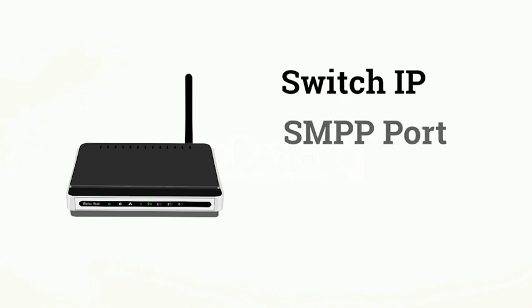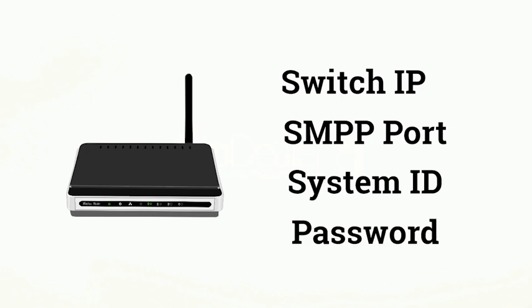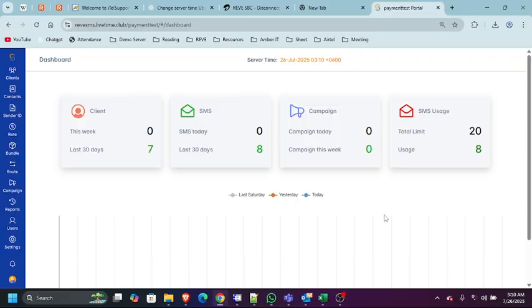Now let's discuss how we can connect with our originating and terminating client. By default, every switch comes with minimum two information: switch IP and SMPP port. And we need to collect two more information: system ID and password. We will cover this in the client creation part. For now, let's remember we need to have four information in order to connect with our originating and terminating client.